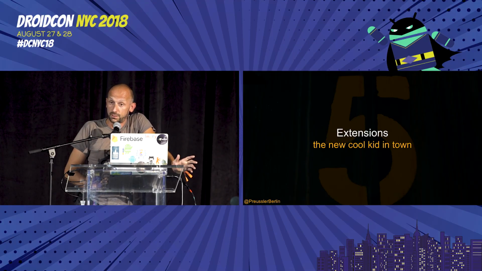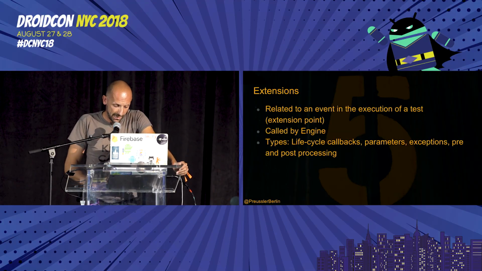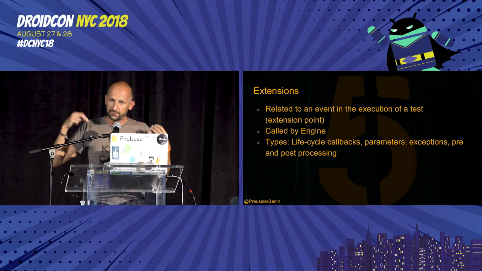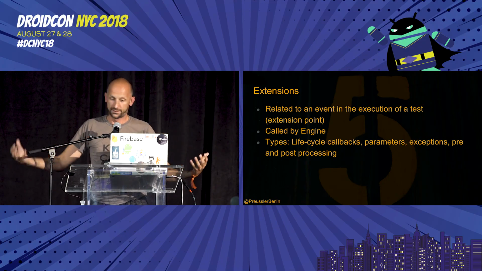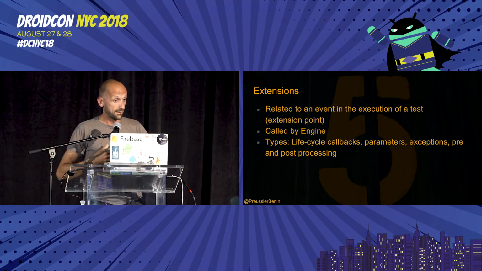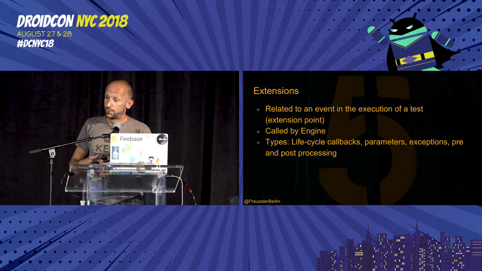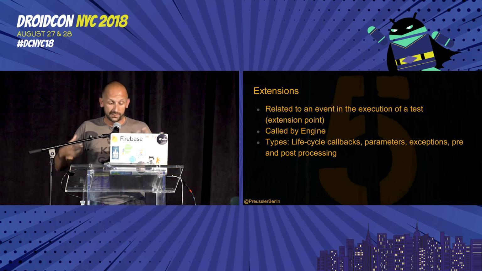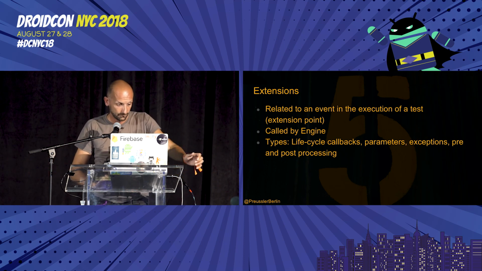Let's look at extensions, because extensions are the new rules. This is the new kid in town, and extensions are a bit, well, more thought through. Every extension relates to an event in the execution of your test. So they have different types. There are lifecycle callbacks. There are things about parameters, about the exceptions thrown, and about the actual test pre and post processing.